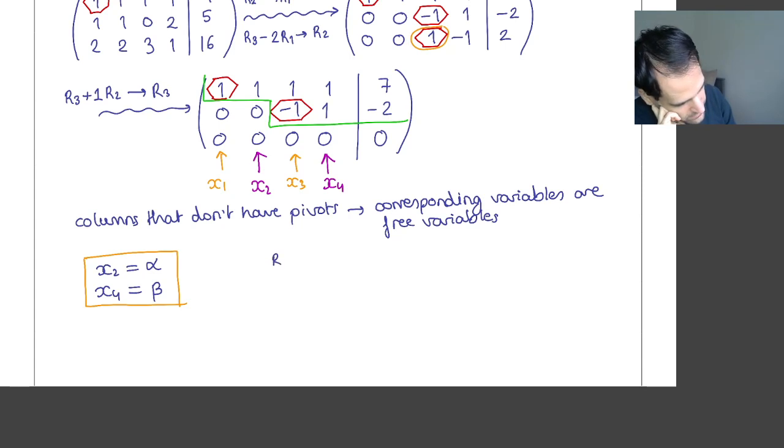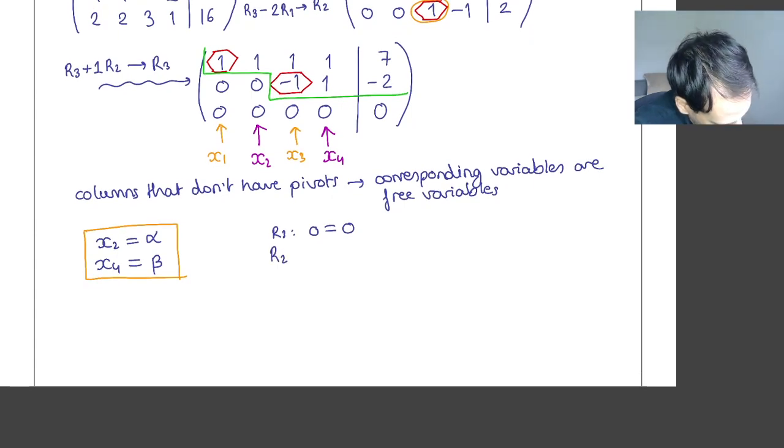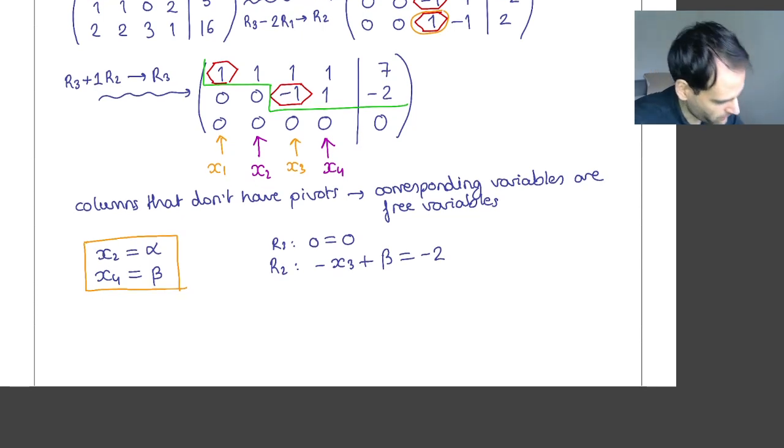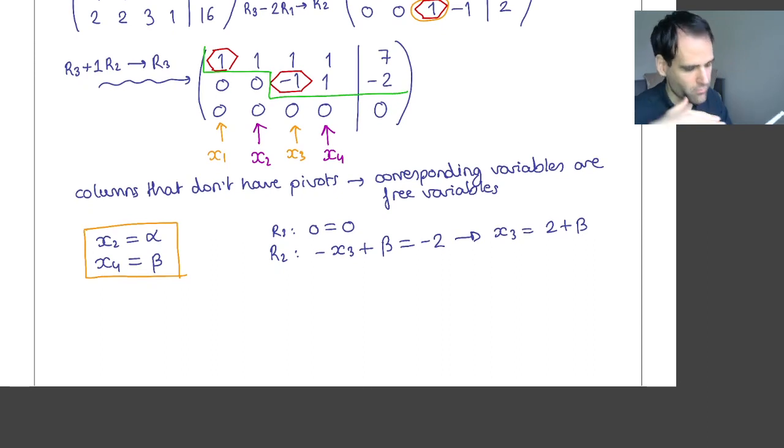Row 3 is just telling us that 0 equals 0, so there's nothing we need to worry about. Row 2 is telling us that minus x3 plus 1x4, which is beta, equals minus 2. Therefore, we can say that x3 equals 2 plus beta. Now we move to row 1.